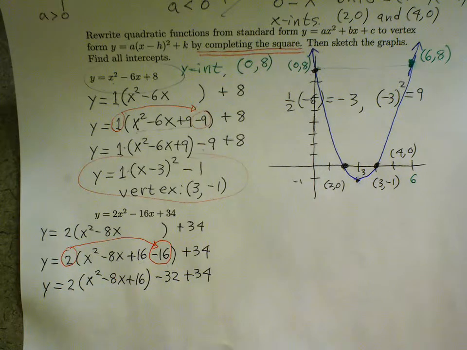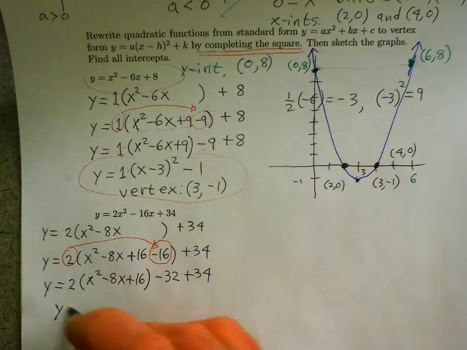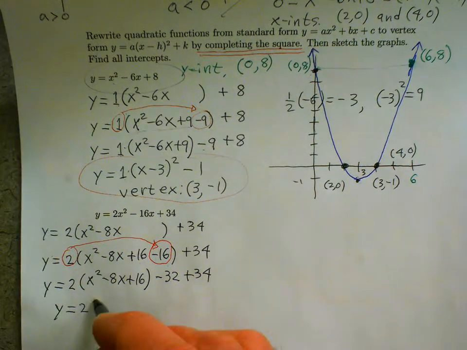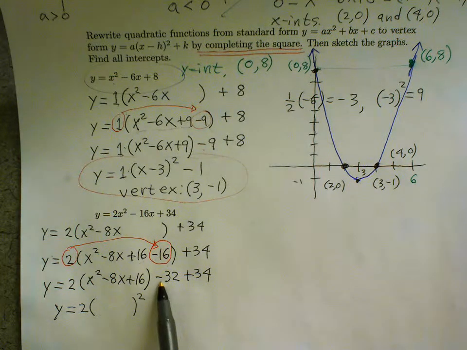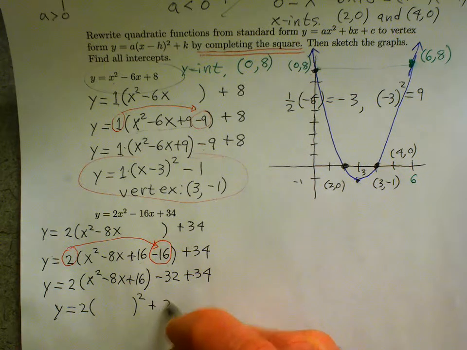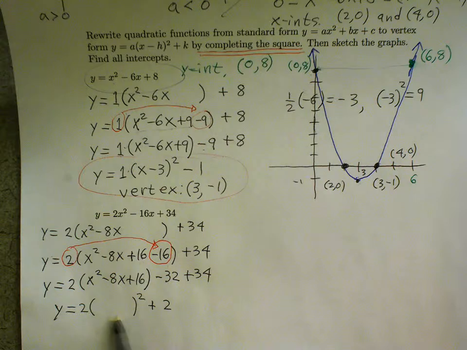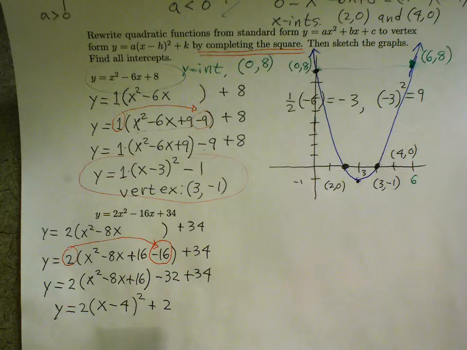And then in the next step, we can write the vertex form. So we write y equals 2 times some binomial squared. And then on the outside, we have minus 32 plus 34, which is plus 2. So on the inside of the parentheses, what's the binomial that we square to get x squared minus 8x plus 16? X minus 4. Yeah, it's just x minus 4.